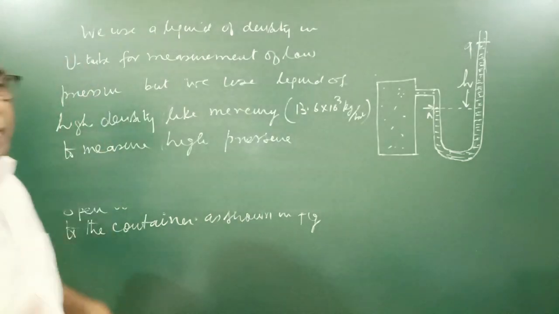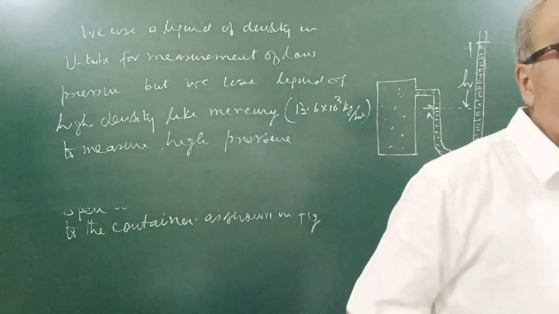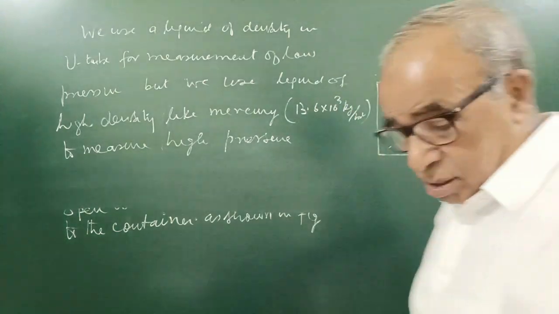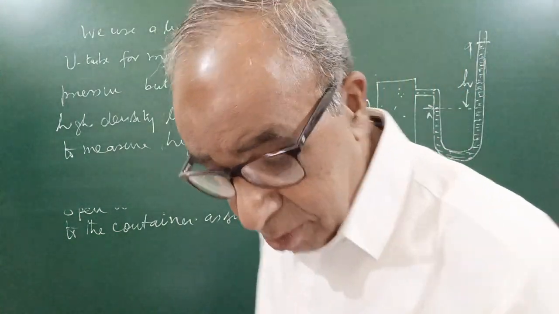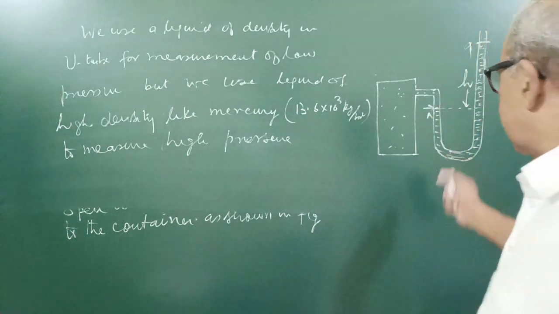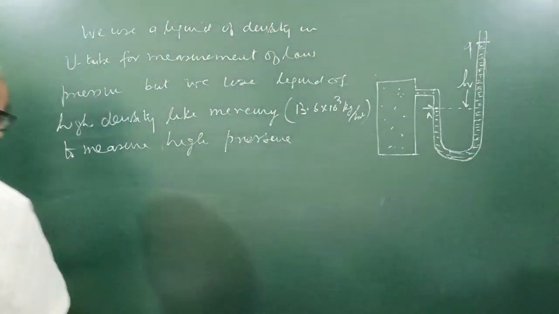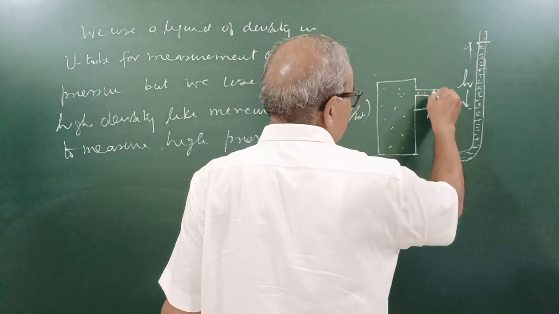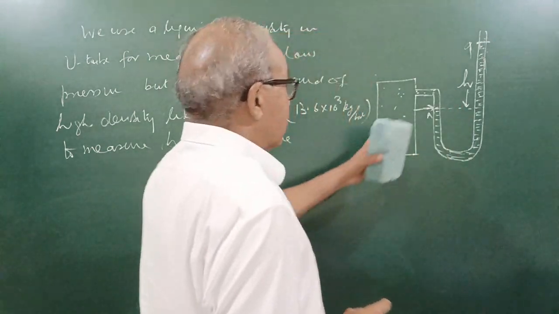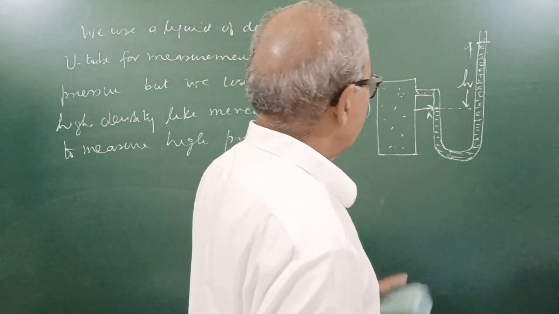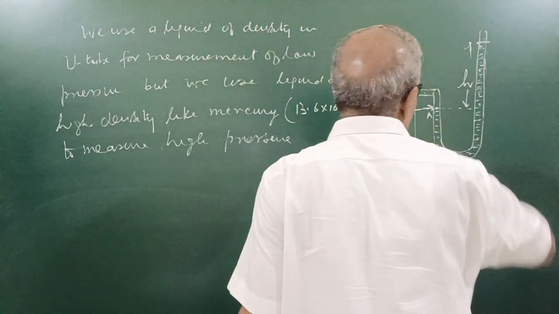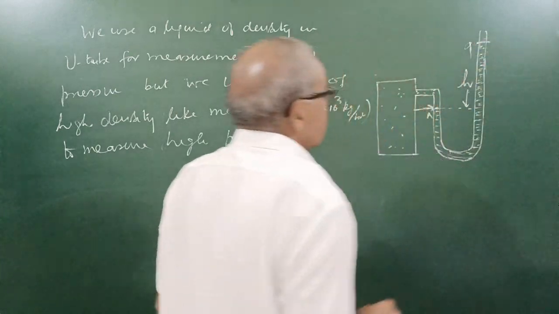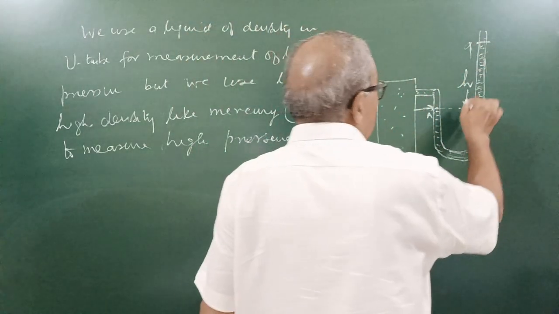Doctors measure blood pressure by this manometer. There are two limbs in that. The limb open in air, the other connected here. So when pressure is measured, the liquid level is maintained up to this point here. If pressure of the liquid is more than the atmospheric pressure, then mercury will go up in the air.